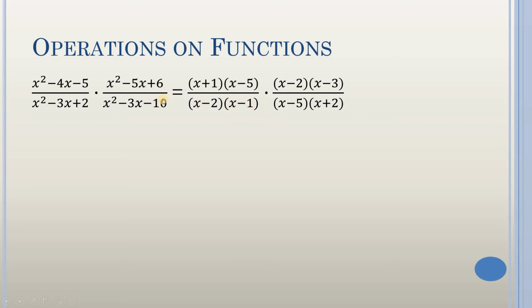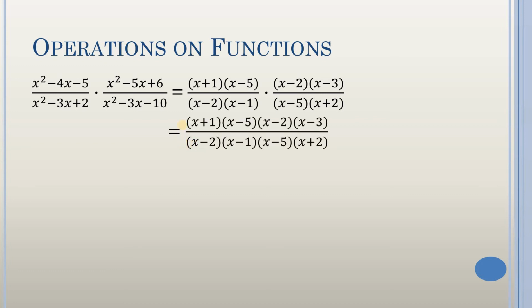Okay? Next, numerator naman ng second rational expression. x squared minus 5x plus 6, ang kanyang prime factors, x minus 2 times x minus 3. Last, denominator naman ng second rational expression. x squared minus 3x minus 10, ang kanyang prime factors, x minus 5 quantity times x plus 2 quantity. Okay? Finally, we reduce the product of the two rational expressions into simplest form. Okay?